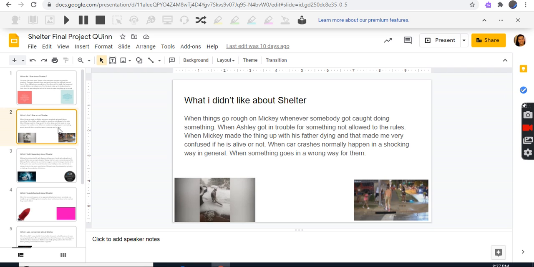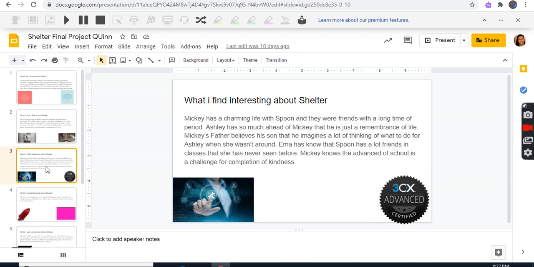What I didn't like about Shelter, when things go rough on Mickey, whenever somebody got caught doing something, when Ashley got in trouble for doing something not allowed by the rules, like when Mickey made the thing up, his father dying, and that made me very confused if he is alive or not. When car crashes normally happen in a shocking way in general, when something goes in a wrong way for them, yeah, definitely.